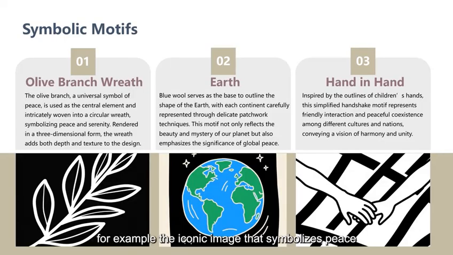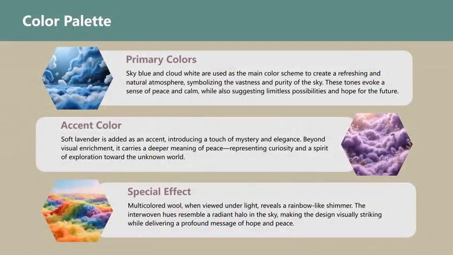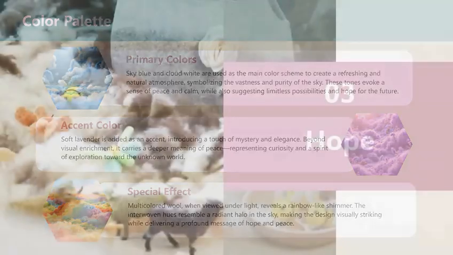For example, the iconic image that symbolizes peace throughout history, the olive branch, represents the world, a peaceful planet, and hand-in-hand patterns of friendship. All of these can well reflect the meaning of the keyword peace. In terms of color, we can choose a combination of blue and white like a clear sky, then embellished with a fresh and natural purple and a rainbow of multicolored fibers. Does this also make you feel at peace and freedom?